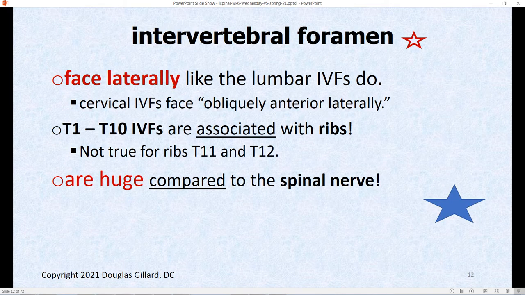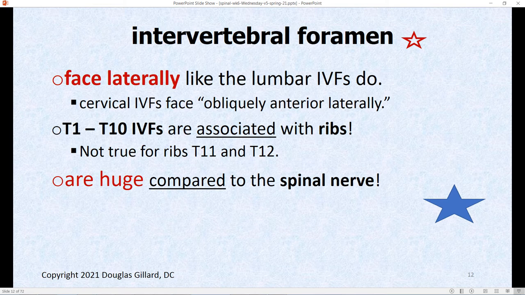What about the intervertebral foramens or the neural foramen, a.k.a.? They face laterally. The cervical intervertebral foramen, those are the holes which allow the nerves to leave the spine. The IVFs, we can just call them for short. Cervicals face forward, kind of obliquely forward at about a 45-degree angle, which is weird. Which is actually cool because you can take x-rays because of that obliqueness. You can take oblique x-rays and look into an individual foramen.